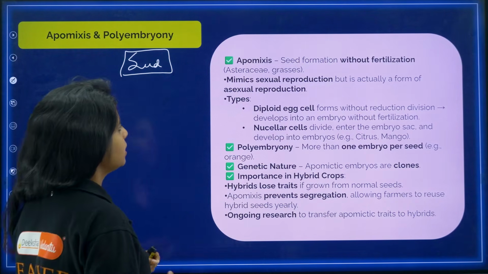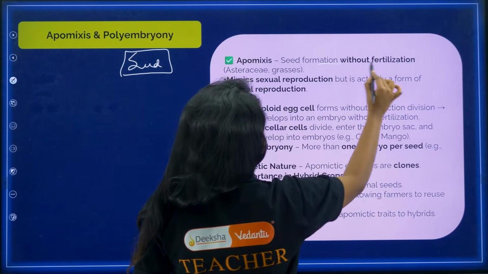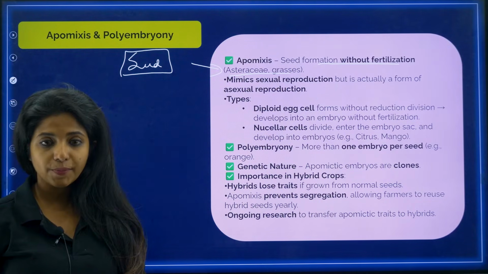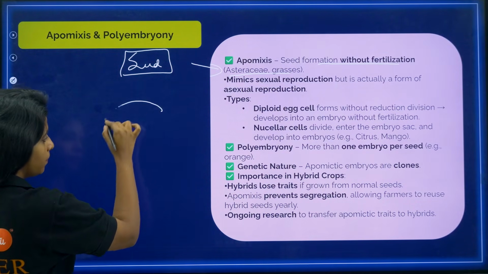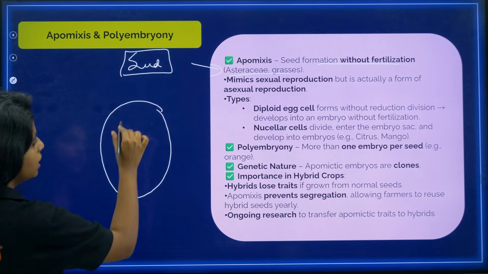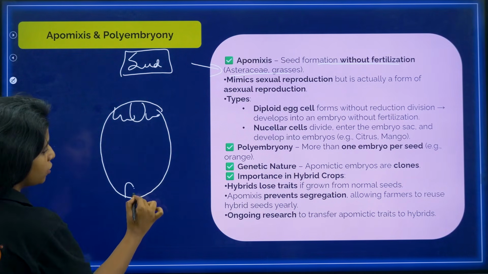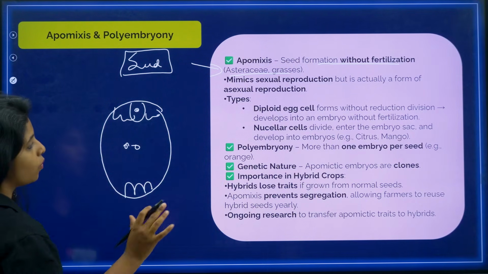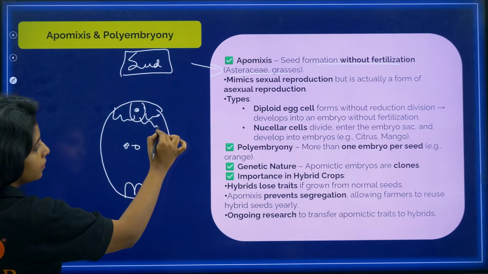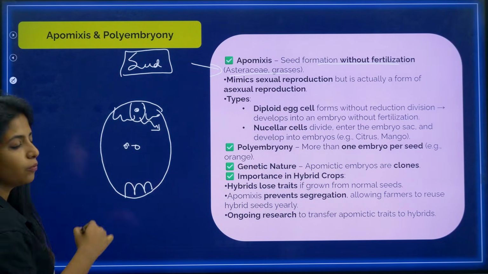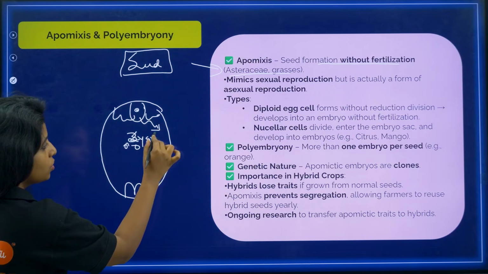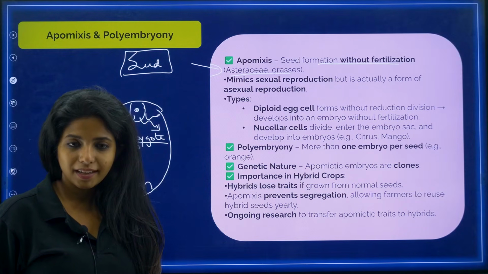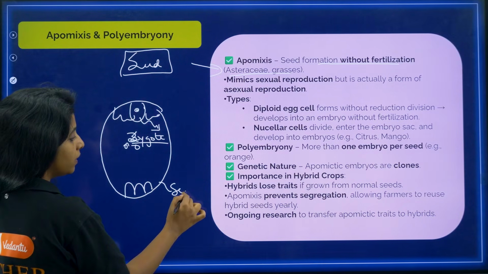Cool? Now in the case of apomixis, my dear children, the seed formation occurs without fertilization. This is very common in Asteraceae and grasses. So what will happen? I'm telling you. This is the embryo sac, the ovule, right? There is the egg cell, the synergids, the antipodals and the polar nuclei. Here the egg cell somehow is going to form a zygote without the need of a male gamete. And when it forms a zygote, now I'll be calling this a seed.